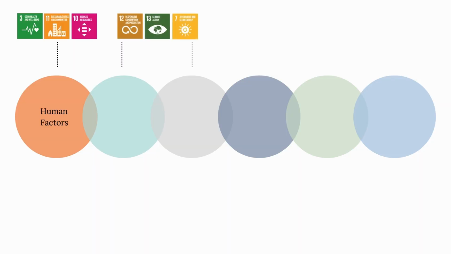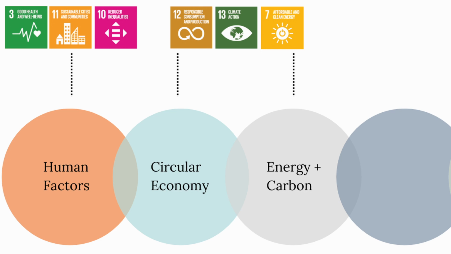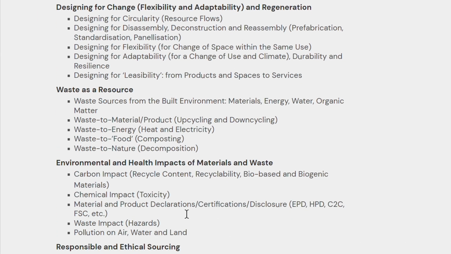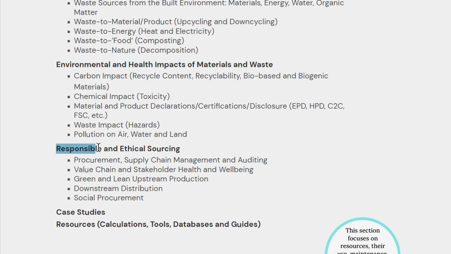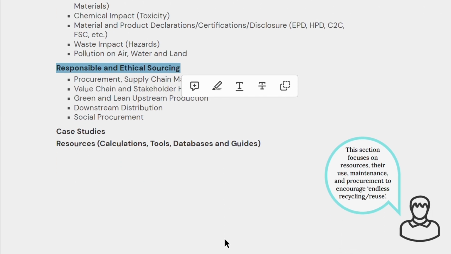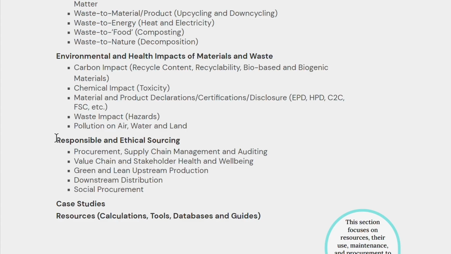The second and third sections are circular economy and energy and carbon. And together they cover SDGs 12, 17, and 7. They focus on resources, their use and maintenance, and procurement to encourage endless recycling/reuse, but also on energy use, carbon emissions, and offsetting in the built environment. For example, upskilling in this section could mean learning more about responsible and ethical sourcing of materials, and then specifying better materials in the project we're working on.